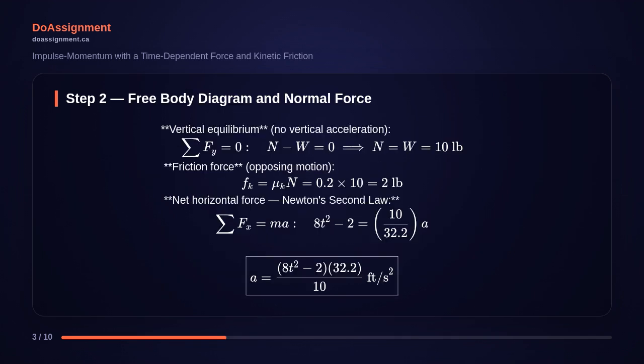From the free body diagram, vertical equilibrium gives the normal force equal to the weight, which is 10 pounds. The kinetic friction force is 0.2 times 10, giving 2 pounds opposing the motion. Applying Newton's second law horizontally, the net force is 8t squared minus 2, and this equals mass times acceleration, where mass is 10 divided by 32.2 slugs. Solving for acceleration gives a equals 32.2 times the quantity 8t squared minus 2, all divided by 10.